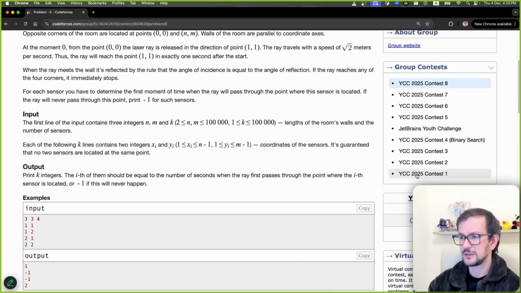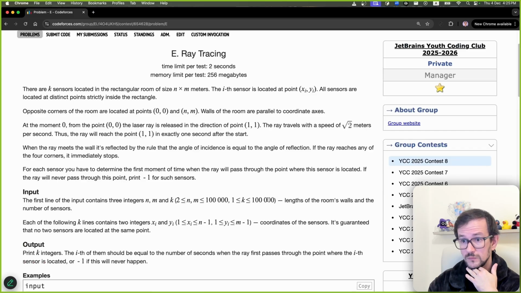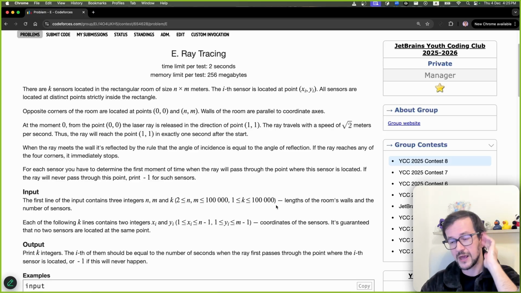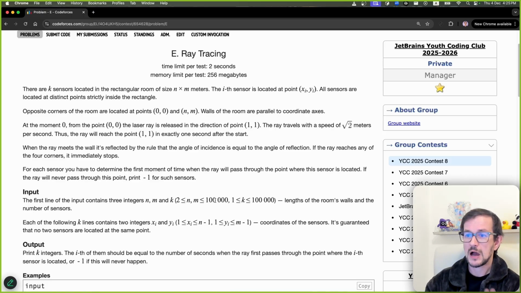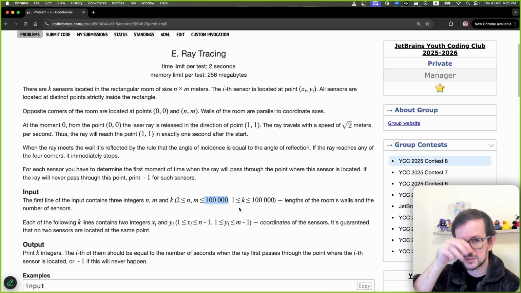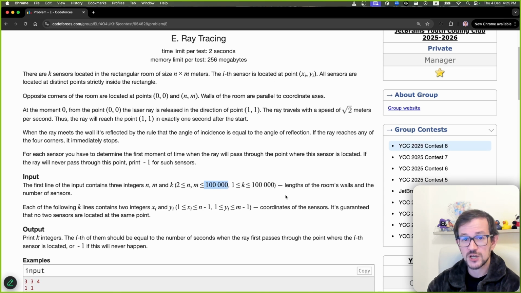So what did I do in this problem? What I basically did, I just simulated the whole process. I simulated all the reflections of this laser beam. How many reflections can you have? You reflect on each point of the border at most once. So the size of the border is small. N and M are up to 100,000. So I have 100,000 reflections from each border, so 400,000 reflections. I can just simulate all of them.